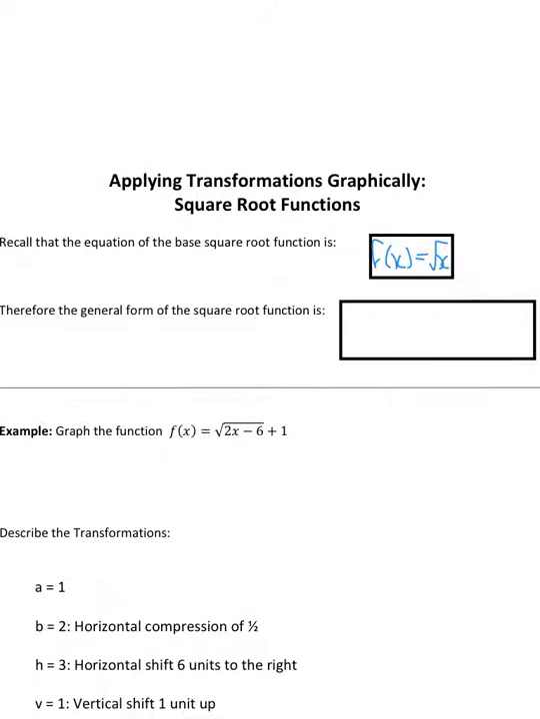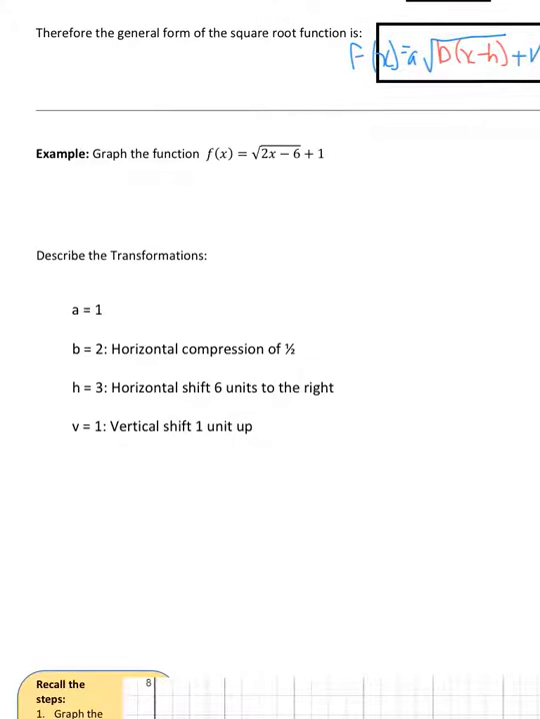So to get the general form of the square root function, we're going to replace the x with b(x minus h). In the base function, the x is being square rooted. So in our general form, we are going to square root the b(x minus h). We then multiply by a and add v. So the general form of the square root function is f of x equals a square root of b(x minus h) plus v.